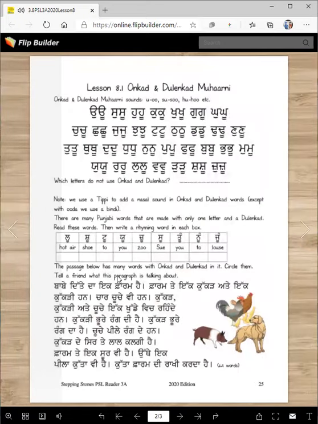Okay, the passage below has many words with onkar and dulankar in it. Circle them, tell a friend what this paragraph is talking about. Now, I want you to think that each word here has only the matras and the symbols that you have learned so far. So this should not be a difficult reading for you. And there are only 62 words. If you're reading 30 words per minute, this should take us less than 2 minutes to read. Okay, so listen to me first. And then when we finish the lesson together, you will read it again and circle the onkar dulankar words.